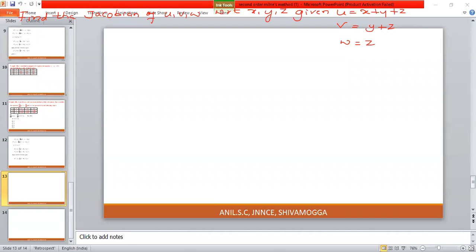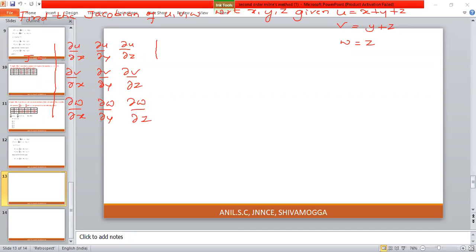u, v, w are functions of three variables x, y, and z. Therefore, J is given by, what will be the definition? Del u by del x, del u by del y, and del u by del z. Del v by del x, del v by del y, and del v by del z. Del w by del x, del w by del y, and del w by del z. We first write this definition of J.